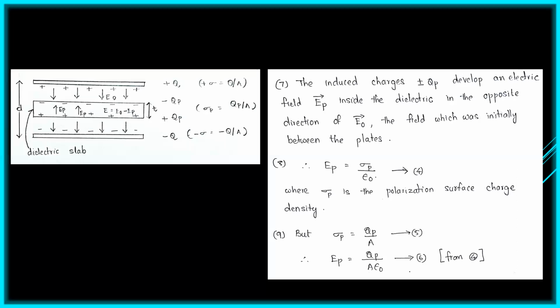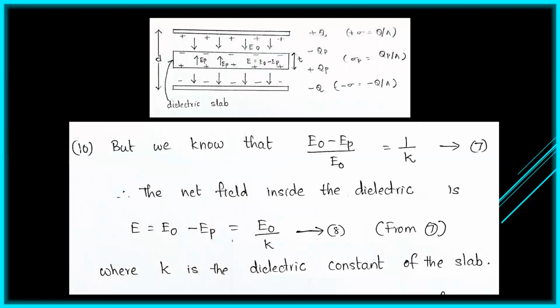Therefore, substituting equation 5 in equation 4, we get EP is equal to QP by A epsilon naught. Let it be equation number 6.